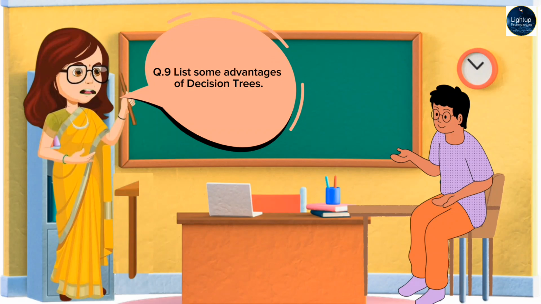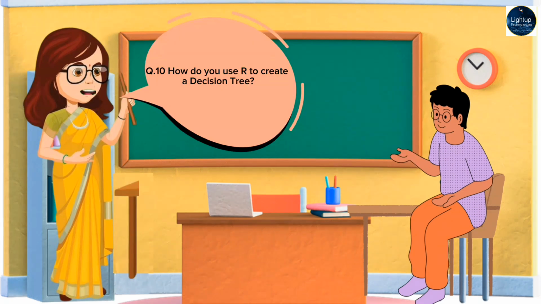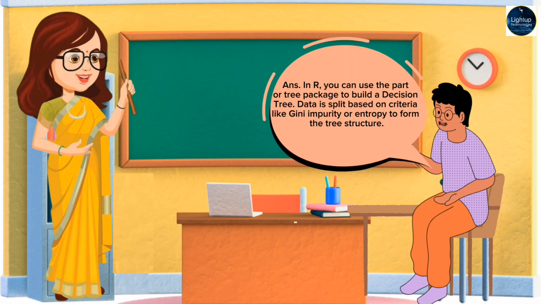List some advantages of decision trees. Advantages include ease of interpretation, handling of both numerical and categorical data, and requiring little data preprocessing. How do you use R to create a decision tree? In R, you can use the rpart or tree package to build a decision tree. Data is split based on criteria like Gini impurity or entropy to form the tree structure.